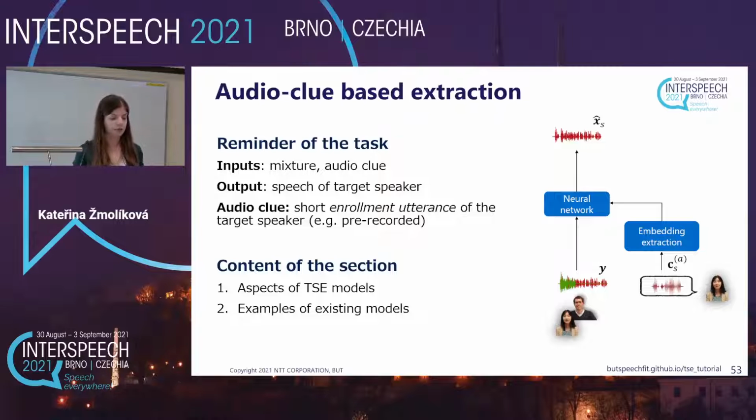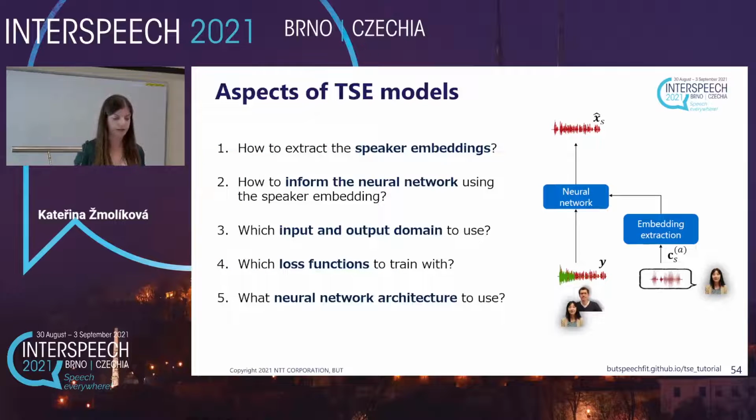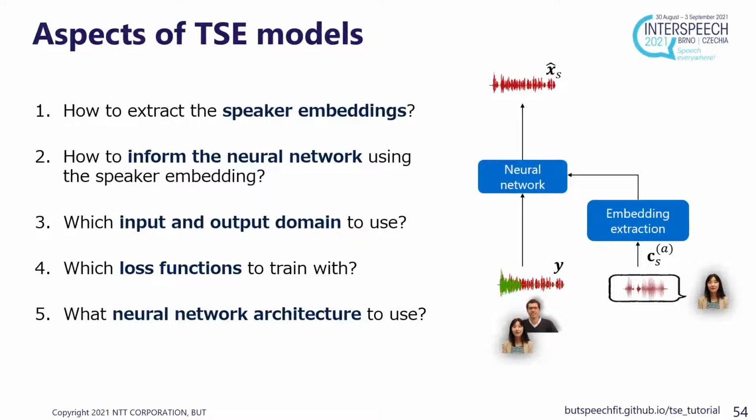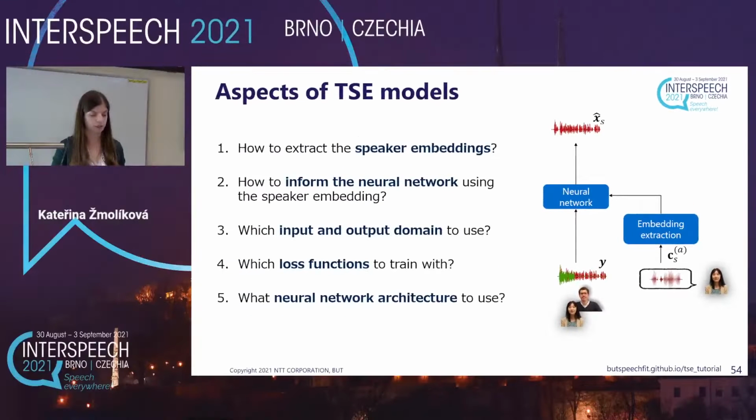This section will have two main parts. In the first part, I will go over several aspects or choices that we can make in the target speech extraction models. And in the second part, I will show a few examples of existing models. There are 5 different aspects of the models that I will cover here. The first one is how to extract a speaker embedding from the enrollment utterance. Then second, how to use this embedding to inform the neural network about the target speaker and so guide it to extract the signal of the target speaker.